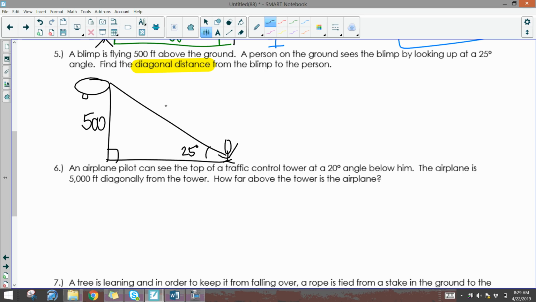It says find the diagonal distance. So that is your x. We're looking for the diagonal distance from the blimp to the person. So we have opposite and we have hypotenuse. Again, you guys, technically you could find this third angle and use cosine, but you're doing work you don't need to do. So we are going to do sine of 25 degrees.